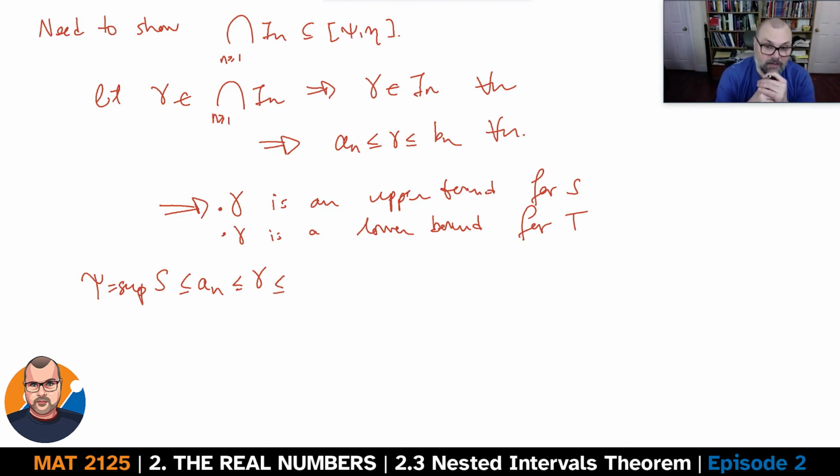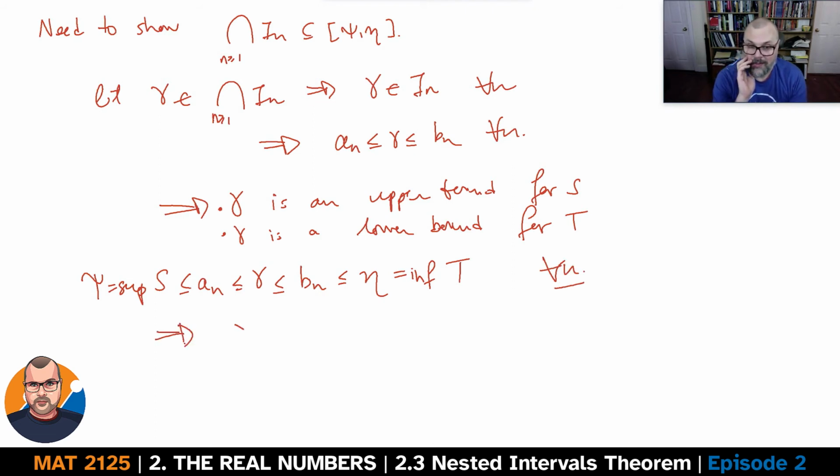Similarly, gamma is smaller than everything in T, right? Smaller than all the bn's, but the bn's are all going to be smaller than eta, the infimum of T. And this is true for every n. Finally, what this says is that gamma belongs to the interval psi eta.